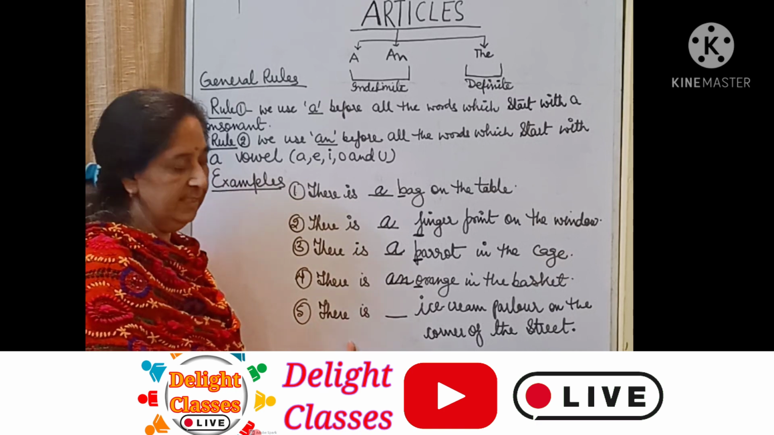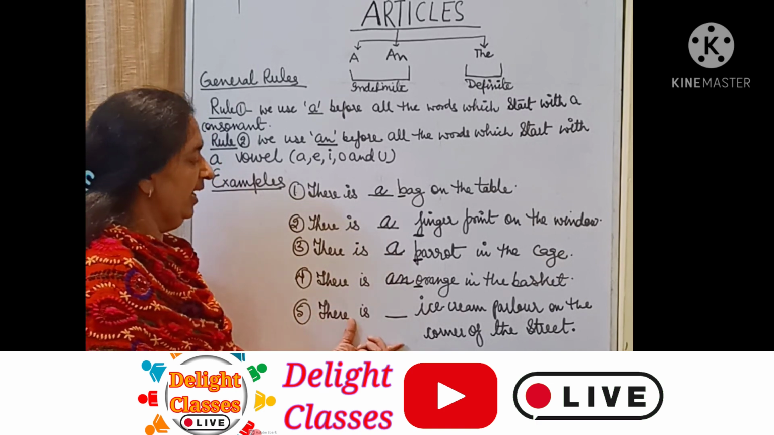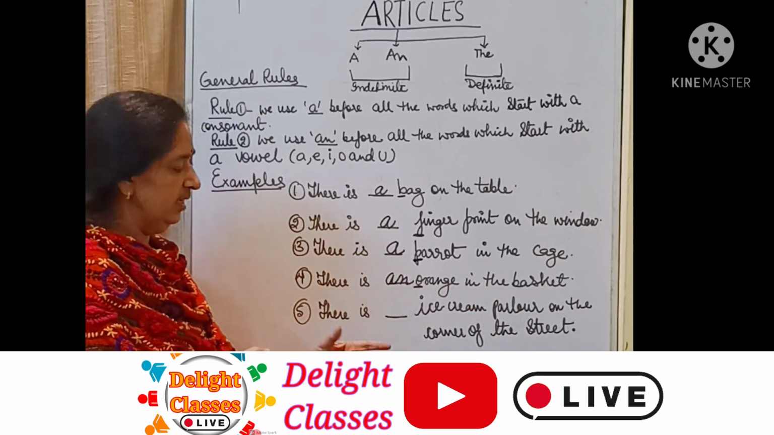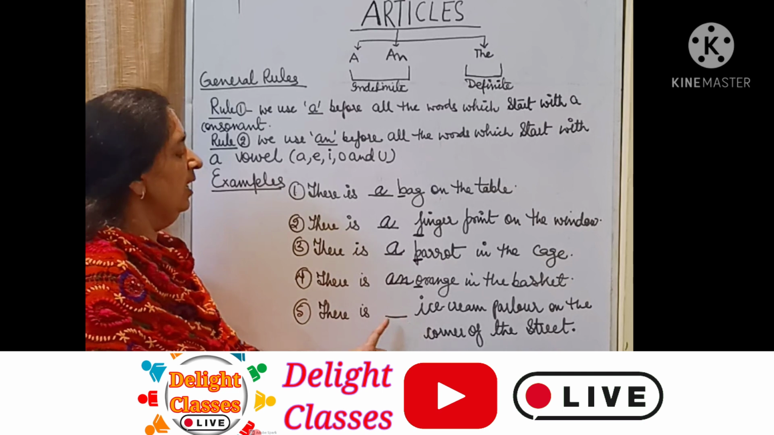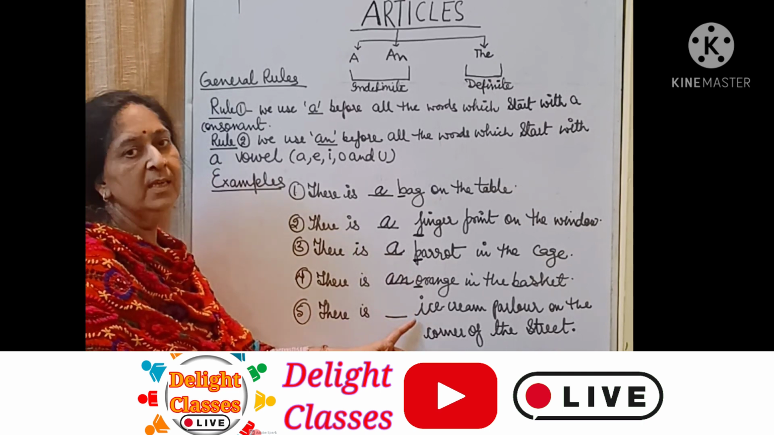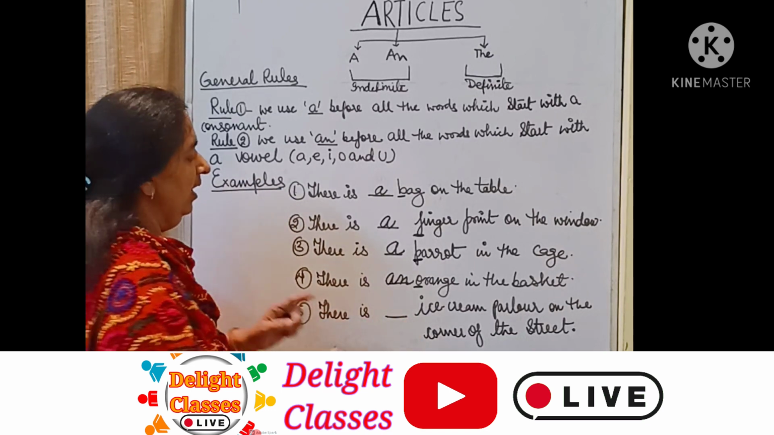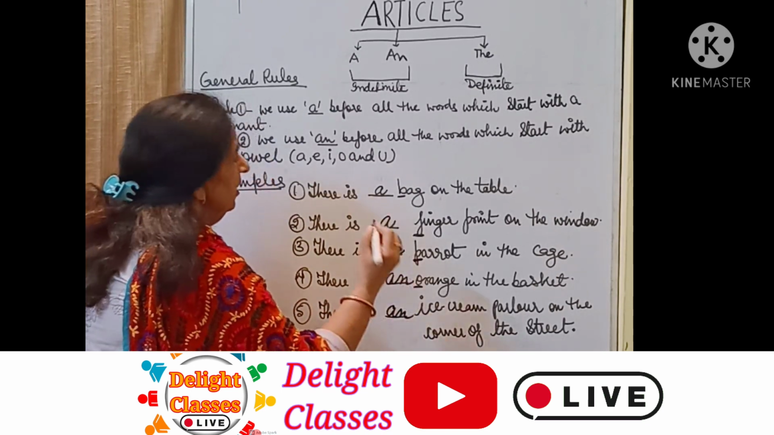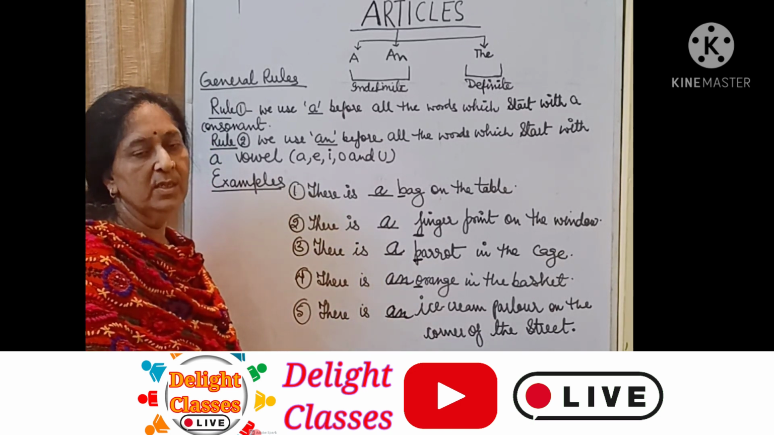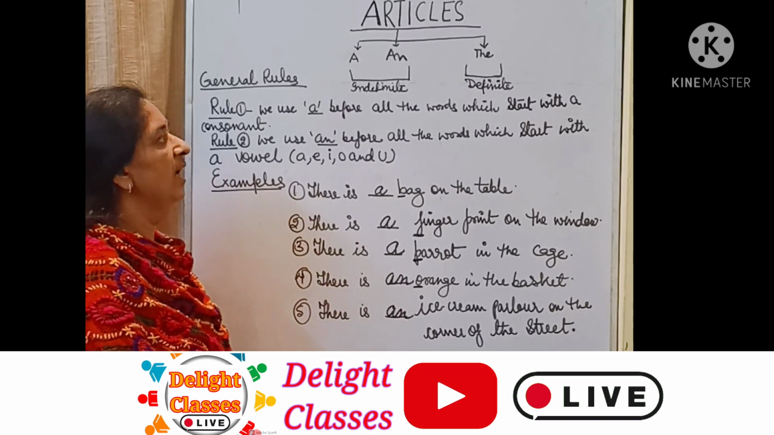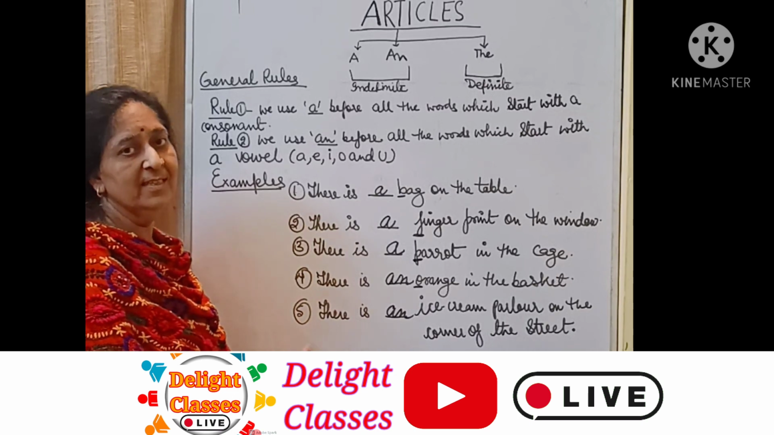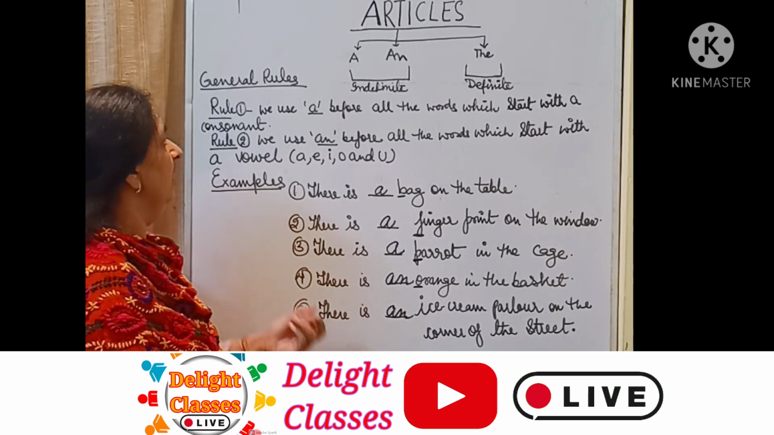Coming to our last example, there is a dash ice cream parlor on the corner of the street. So the first word after the blank is starting with I, which is a vowel. So we are going to put the article an before that. So once again children, I am going to revise it. In the article section, there are three articles: a, an, and the. A and an are indefinite articles, and the is definite article.